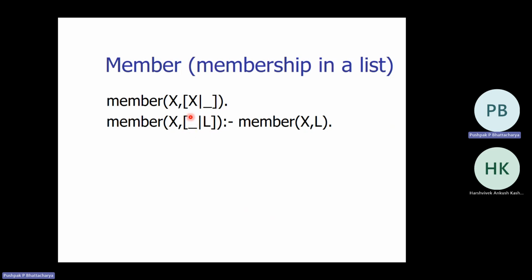I do not care what the head is; the tail should contain the member. So either X is the head of the list or X is a member of the tail. This is how it is expressed, and you see the breakage here. The underscore indicates I don't care what this is. So here I don't care what the tail is, as long as X is the head of the list. And here I don't care what the head is, as long as X is a member of the tail of the list. These constructs are very nice.